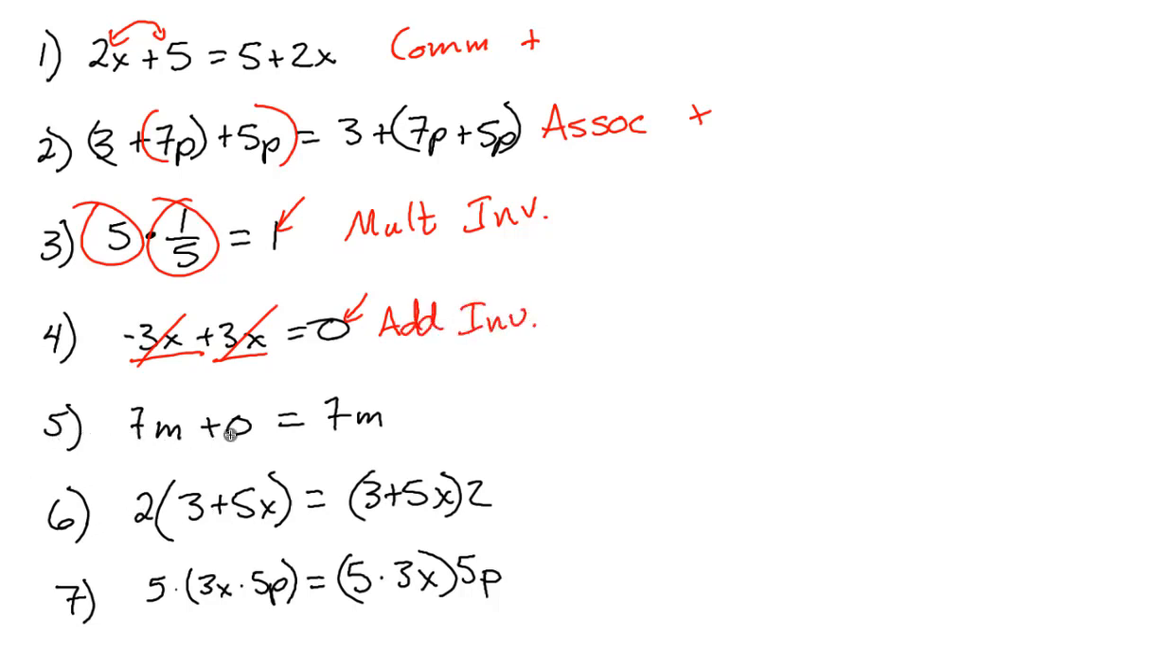Number 5, 7m plus 0 is 7m. The 7m is maintaining its identity by being added to nothing. So that is the additive identity.